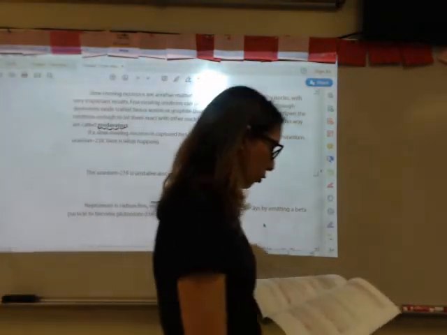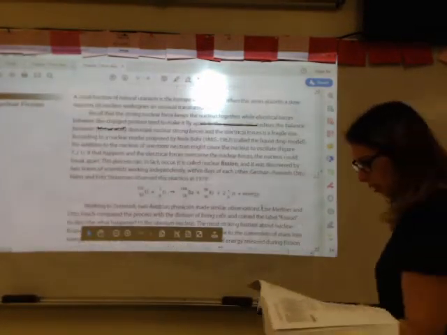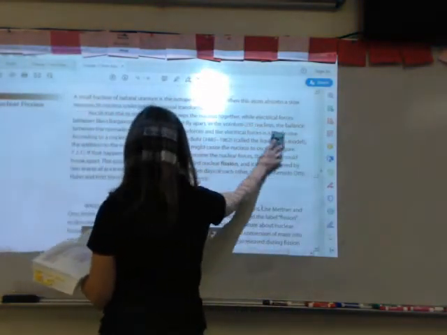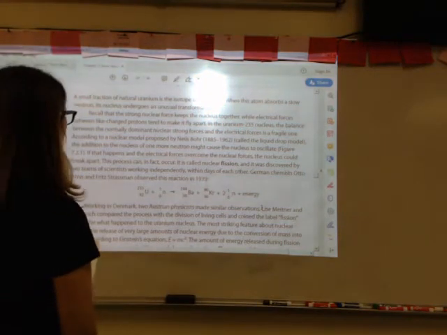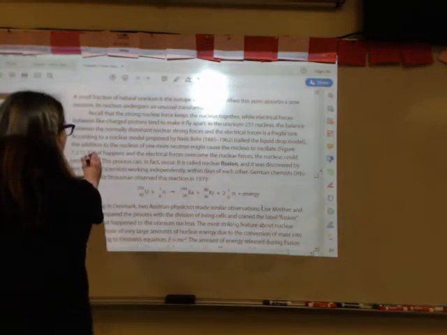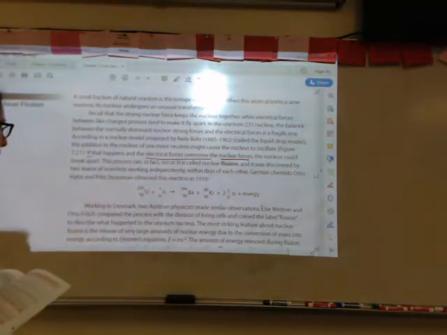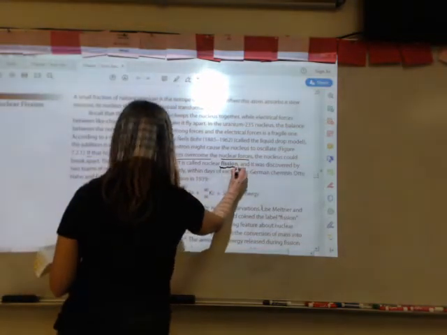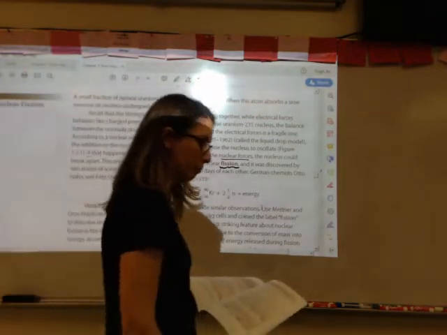And let's go on to nuclear fission. In nuclear fission, if the electrical forces overcome the nuclear forces, the nucleus can break apart. This is called nuclear fission, which was discovered by teams of scientists working independently within days of each other. Otto Hahn and Fritz Strassmann observed this reaction in 1939.